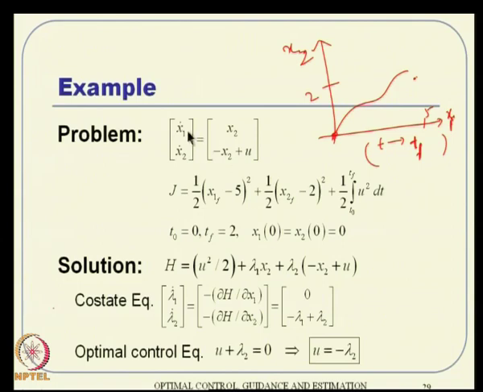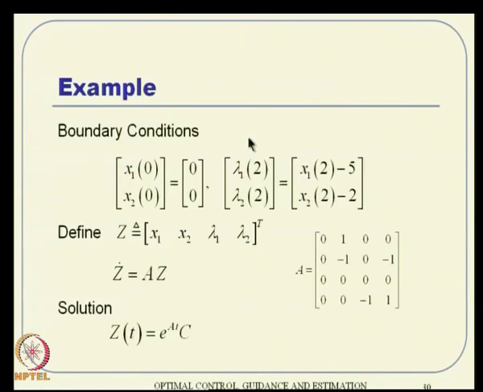Right. So, x1 dot is x2. So, this is what you will get. x1 dot is 0 times x1 plus 1 times x2 plus 0 times lambda 1 plus 0 times lambda 2. Okay. So, that is how you get that there actually. And similarly, all other things you fit in and then you will end up with this matrix actually. So, when you have this linear differential equation of this form, z dot equal to Az, the solution we know: z of t is nothing but e to the power At times c.